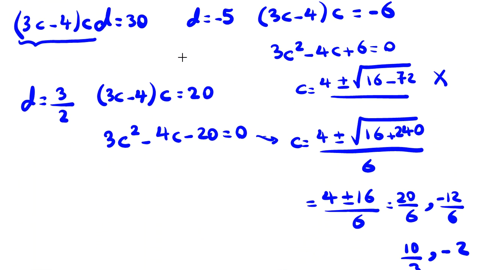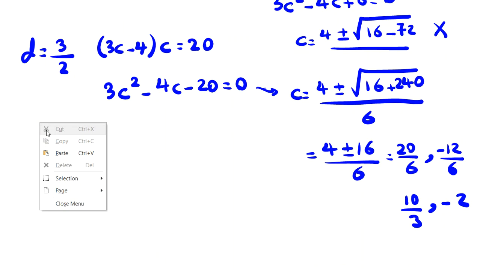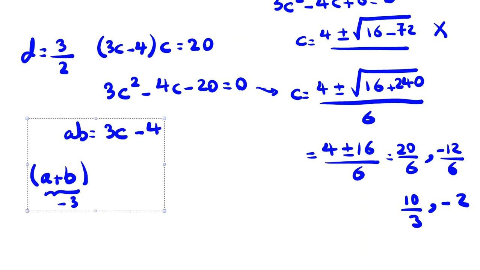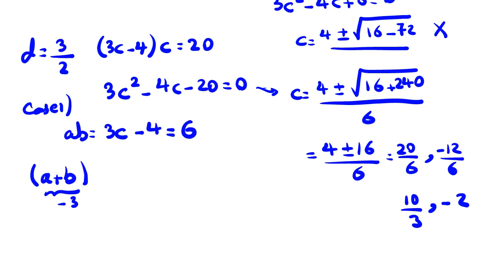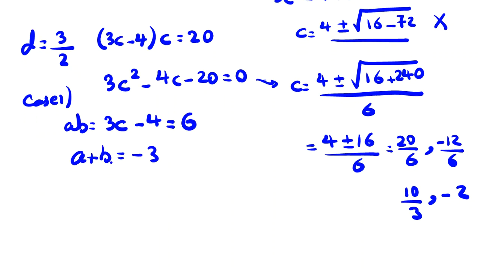So here we replace C with the two values that we've reached so far. AB is 3C minus 4, equals what? The first case, case 1. It will be 3 times 10, which is 10 minus 4, 6. And A plus B is negative 3. So we should try to find A and B.